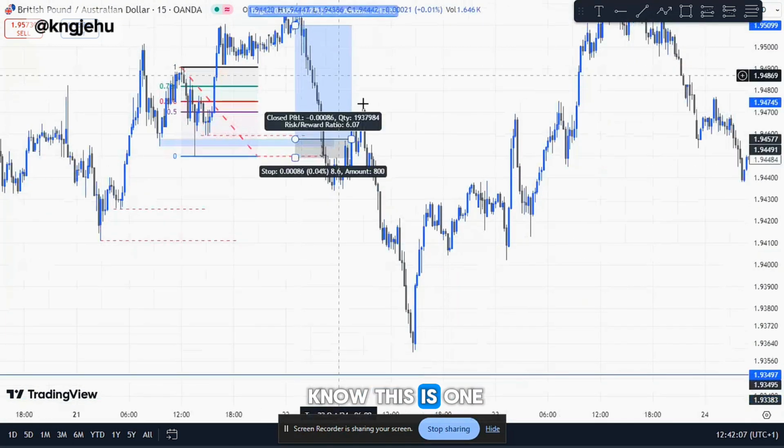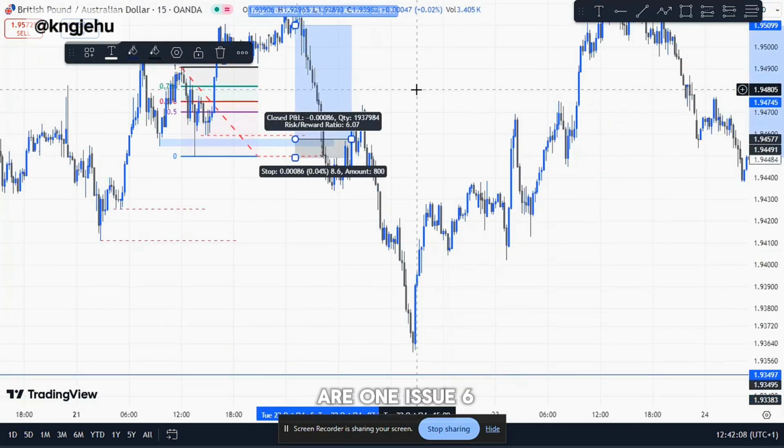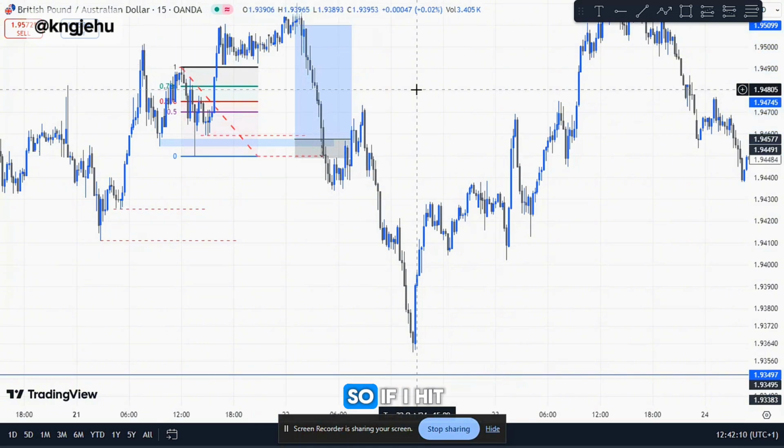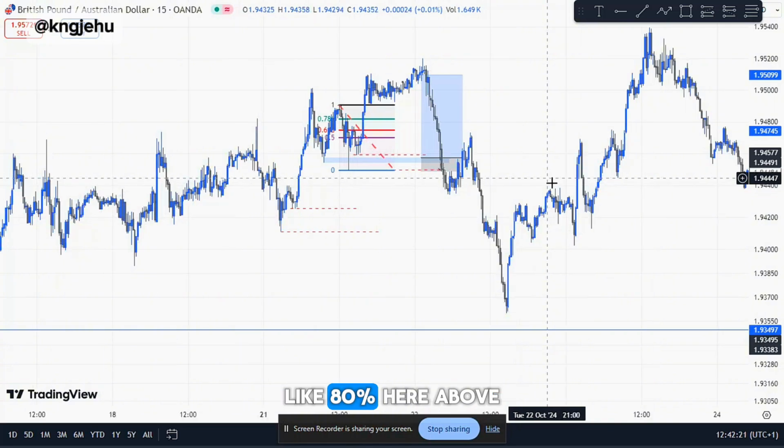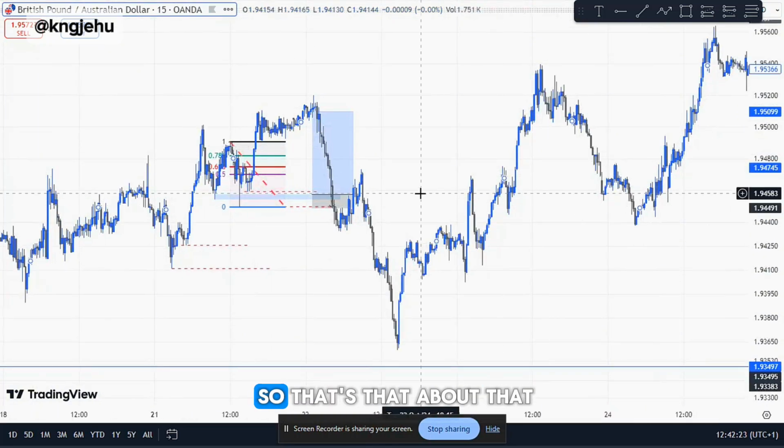But this is 1 ratio 6. Most of my trades are 1 ratio 6, sometimes 1 ratio 8. So if I hit one take profit, I have to lose 8 times in a row to lose that money, which I can't, because this strategy has high winning rates, like 80% thereabout. So that's that about that.